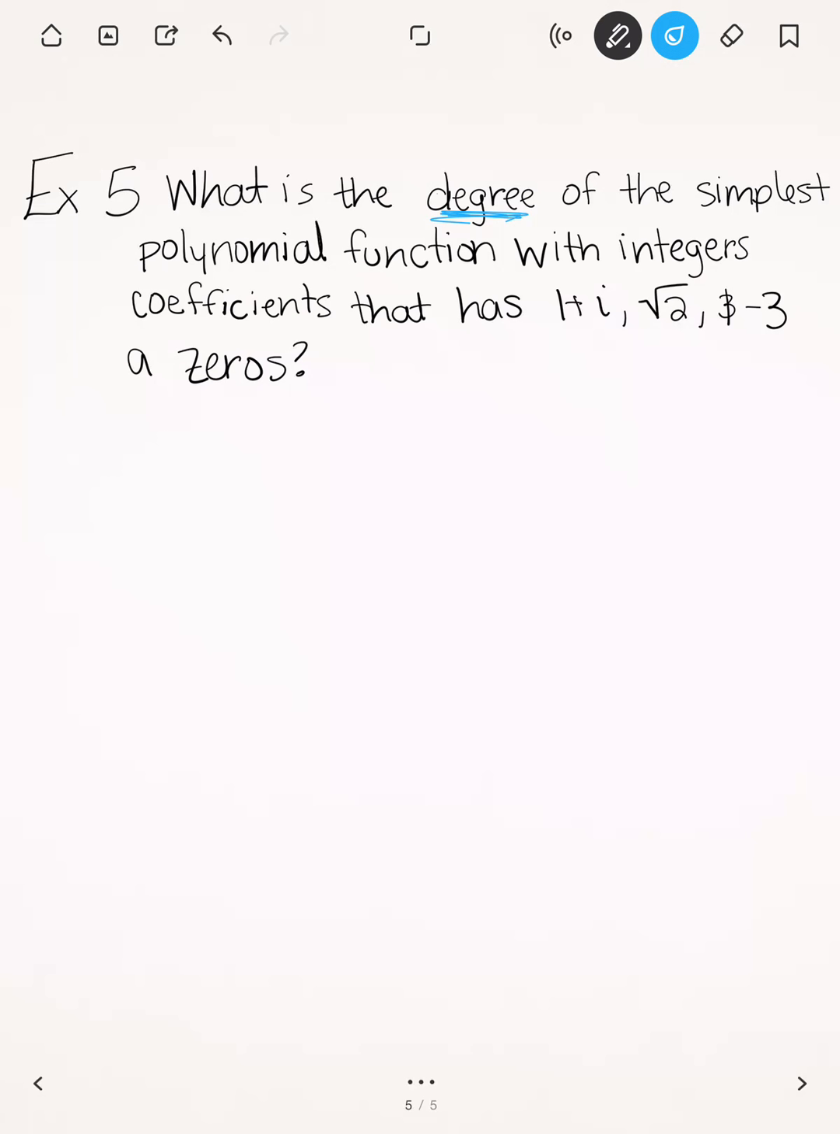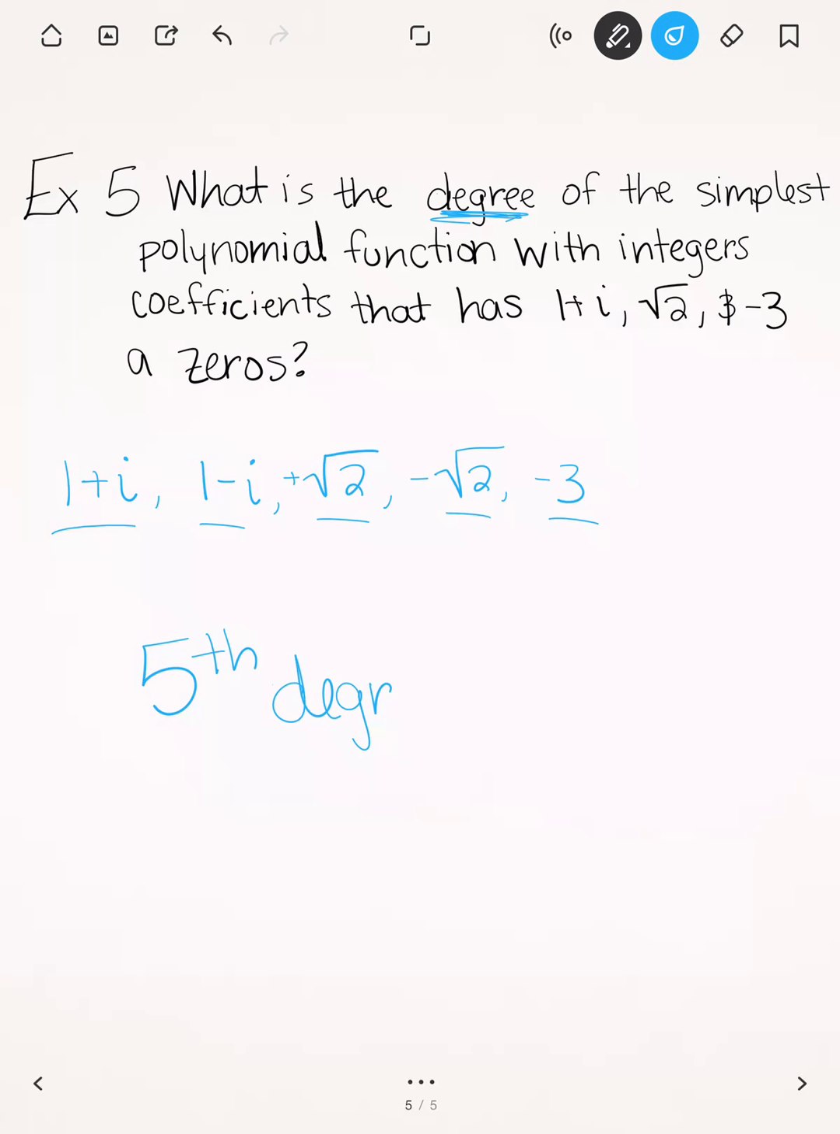Well, remember, if I have 1 plus i, I have to have its pair, which is 1 minus i. If I have the square root of 2, I have to have its pair, that's positive square root of 2, and negative square root of 2. And then I just have negative 3, and that doesn't have a pair with it. Again, i's and radicals come in pairs. So if I have 1, 2, 3, 4, 5 terms, that means in the end, I will have a 5th degree polynomial.